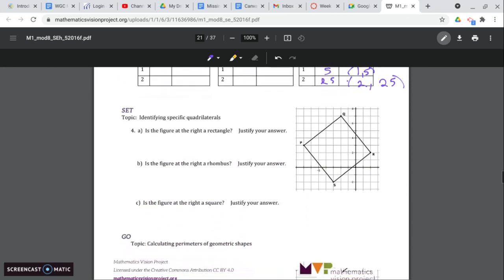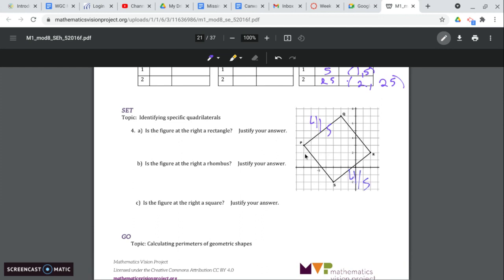All right, the next section, we're looking at identifying specific quadrilaterals. So is the figure at the right a rectangle? Justify your answer. So if we look at the slope of the sides, so P is up 1, 2, 3, 4 over 1, 2, 3, 4, 5. So this has a slope of 4/5. S and R, we go up 1, 2, 3, 4 over 1, 2, 3, 4, 5. This has a slope of 4/5.